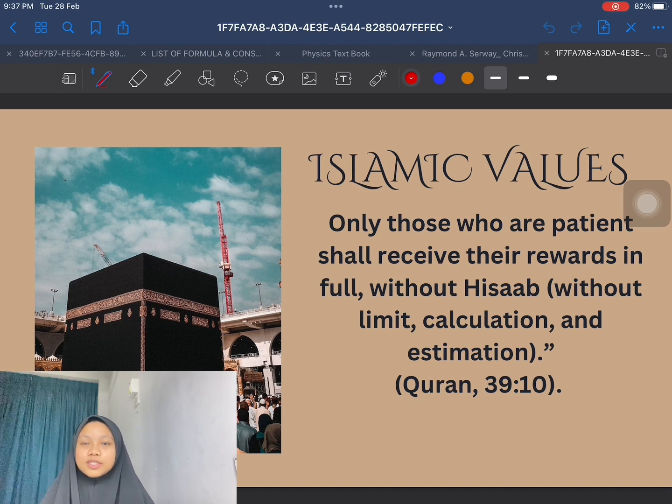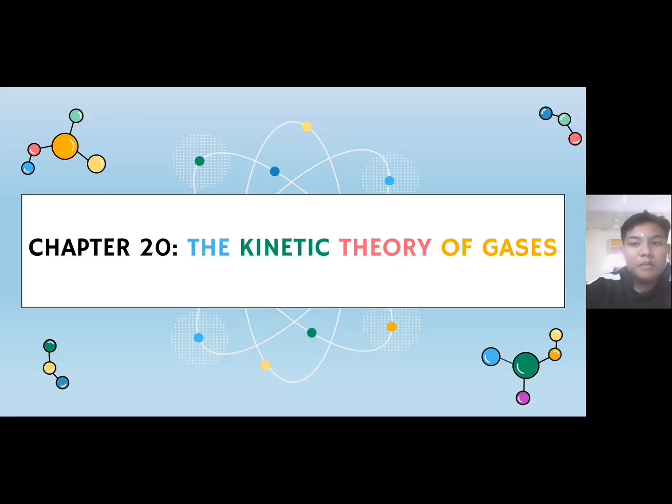So Allah has mentioned patience so many times in Al-Quran and As-Sunnah. For example, Allah mentioned patience in Surah Az-Zumar. Allah said that only those who are patient shall receive their rewards in full without hisab, without limit, calculation and estimation. So from this Holy Ayah of Al-Quran, we can conclude that no matter what situation we are facing right now, we need to be patient, and we need to believe that Allah is always with us and He never leaves us alone.